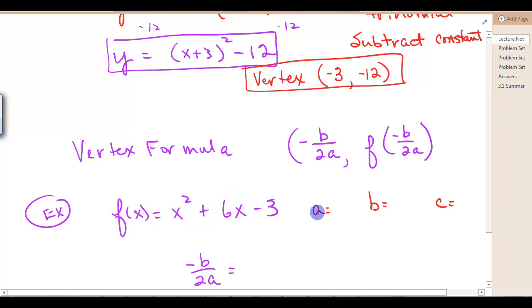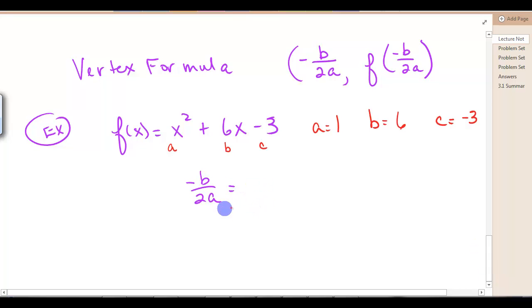The vertex formula is nice if it's in this form and you don't want to change it to the other form. You just determine what your A, B, and C are. Remember, this is A, the number there, this is B, this is C. So A in our case is 1, B is 6, C is negative 3. So if I use my formula, negative B over 2A, negative B would be negative 6 over 2 times 1. And that would be negative 3.